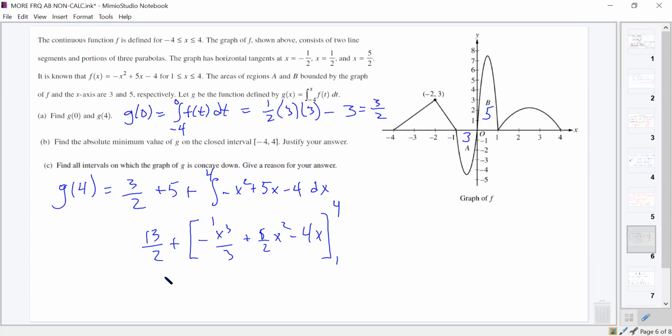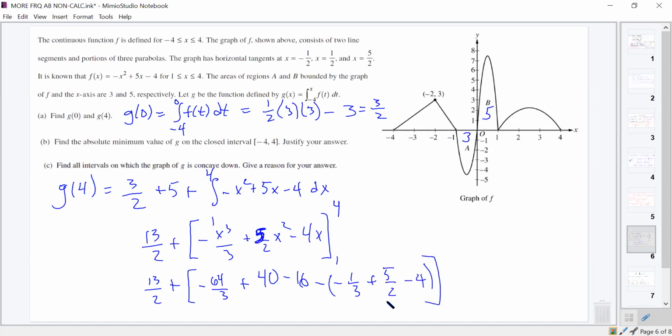Nice that they made you do such fun arithmetic, huh? 13/2 plus, that's -64 plus, what is that? Is that 5? Yeah, that's a 5. Can't read my own handwriting. 5/2 x². So that's 16, which is, divide that by 2, 8 times the 5 is 40. Minus 16. And then minus a -1/3 plus 5/2 minus 4. What did that all come out to be?